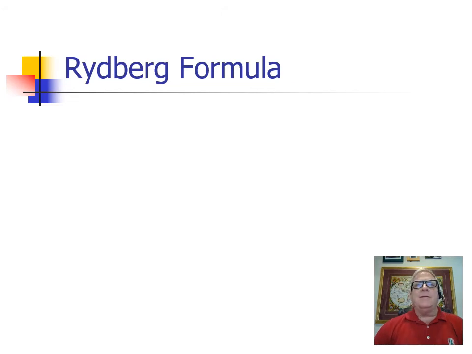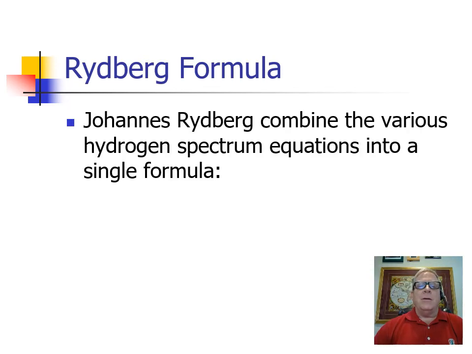Now, the constant from the Balmer formula is known as the Rydberg constant. And it's called that because Johannes Rydberg figured out a way to combine not only the Balmer series of wavelengths, but also ones that appeared in the ultraviolet region and ones that appeared in the infrared region. The ultraviolet lines are called the Lyman series, and the infrared lines are called the Paschen series.